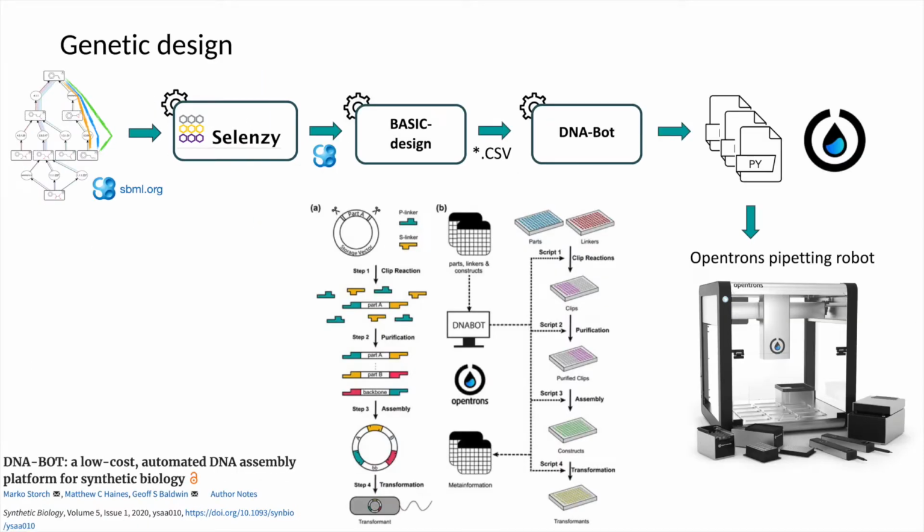Briefly, the workflow execution is as follows. From the reactions described in the SBML pathway, the Cell Enzyme node searches for enzymes within the UniProt database for each reaction. The BASIC design tool converts the SBML file into a set of CSV files listing the DNA parts to be included and enumerates possible combinations of promoters, RBSs, and enzymes into constructs. Finally, the DNABot node generates the set of Python scripts to build the plasmids using an Opentrons liquid handling robot.